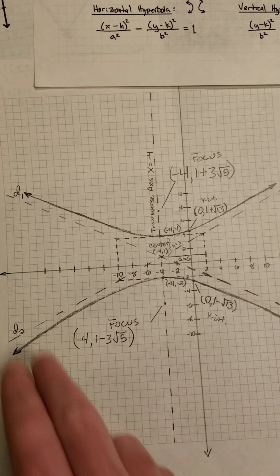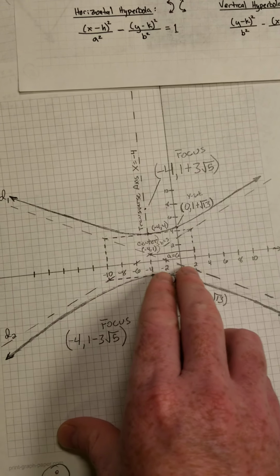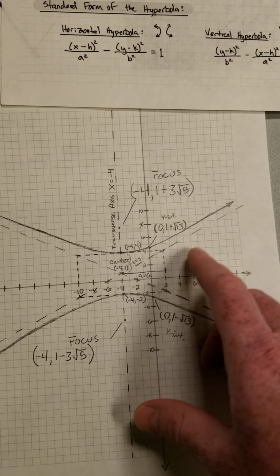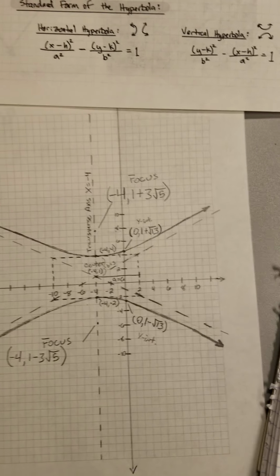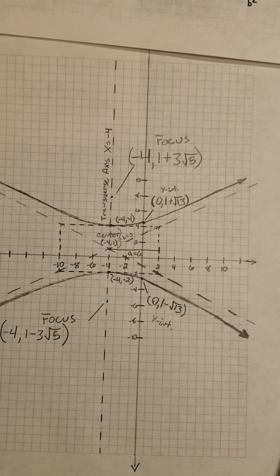So the quick way to do it is you can just draw right through the corners of your fundamental rectangle here in the center. I keep screwing up that name. I don't know why it's not sticking, but we know what it is.